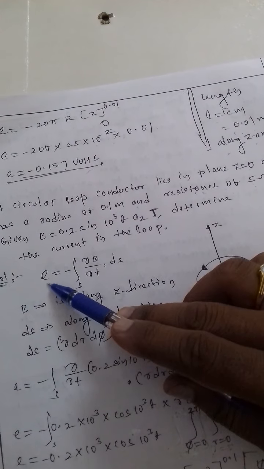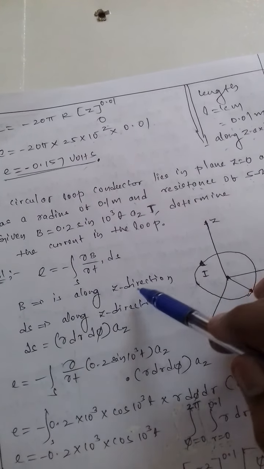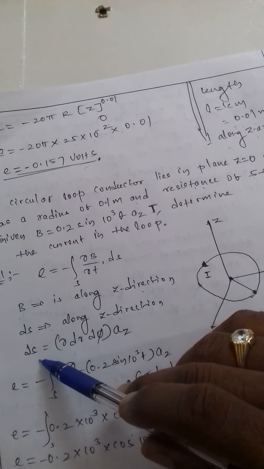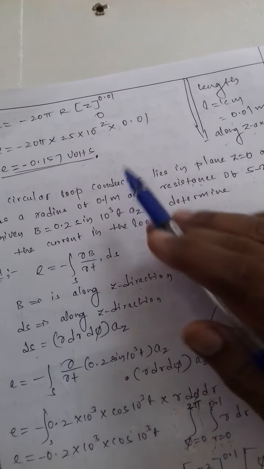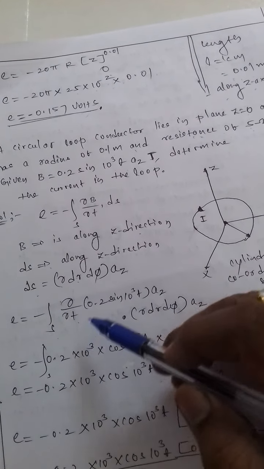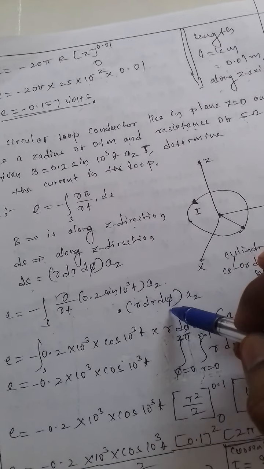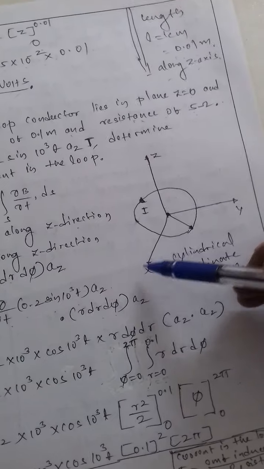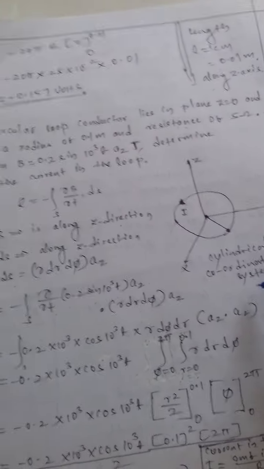E is equal to EMF is equal to minus integral over s of dou B by dou t dot ds. B is along the z direction, and ds is also along the z direction, so that the surface ds is equal to r dr d phi in the AZ direction. E is equal to minus integral over s of dou by dou t of 0.2 sin 10 raised to 3 t AZ dot r dr d phi AZ. Here it is the x, y and z directions, the cylindrical coordinate system.